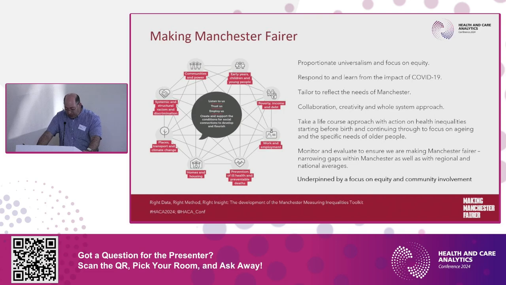The action plan itself for delivery is based on a series of principles, at the heart of which is a commitment to monitor and evaluate everything we do in order to ensure that we are making Manchester fairer by narrowing gaps within Manchester, as well as within and between national and regional averages, as well as make overall improvements in health outcomes over time. And the Measuring Inequalities Toolkit is part of our commitment to help and support people to do that in the most effective and statistically robust ways possible.